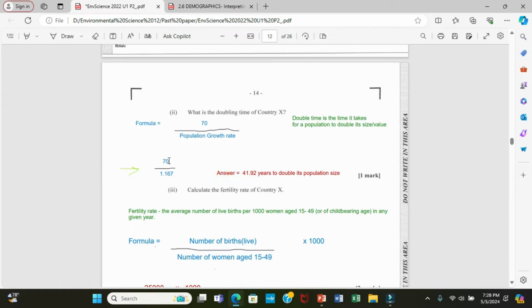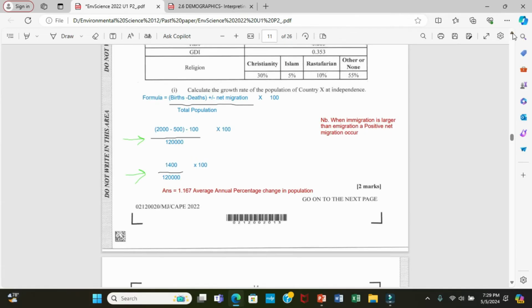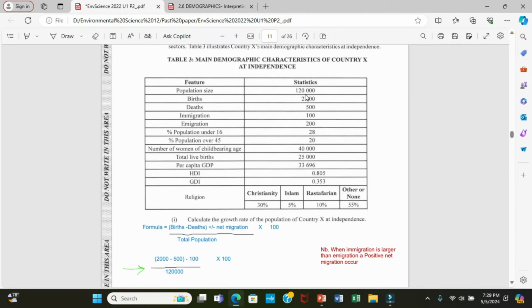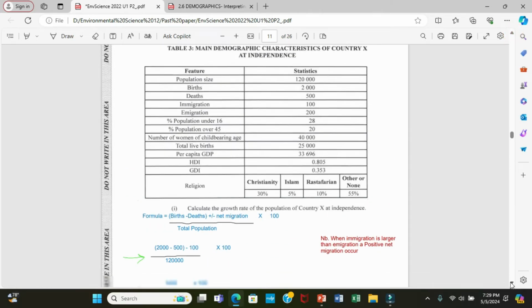1.167. So you divide the 70 directly by the 1.167. So no cancelling, don't break it down. Just divide the 70 by 1.167. And your answer is 41.92 years to double its population. All right, so with this growth rate, country X will take 41.92 years to double its population size. And of course, the population size was 120,000 persons.